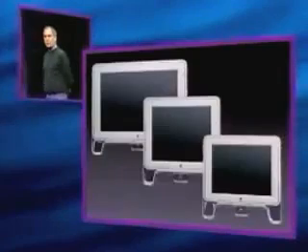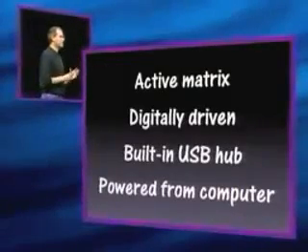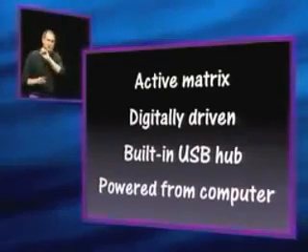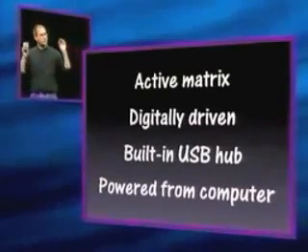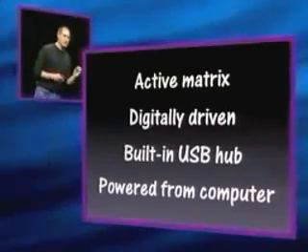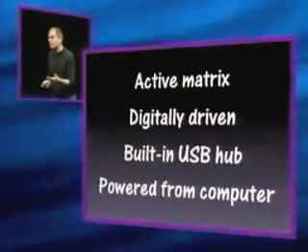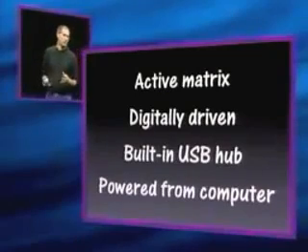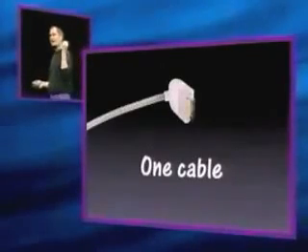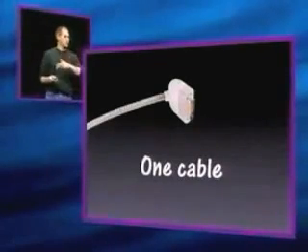We also have three great displays to go with them. They're fantastic for Mac OS X. They are all active matrix LCD. They are all digitally driven from the computer, so you get the most precise, crisp images. They all have a built-in USB hub, so you get two USB ports right on the display, and they are all powered from the computer, so you don't need these power bricks lying around. And all of that is over one cable: the power, the USB, and the digital signaling.